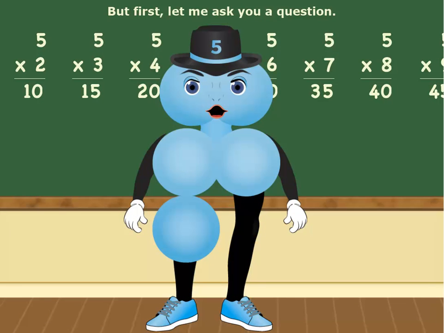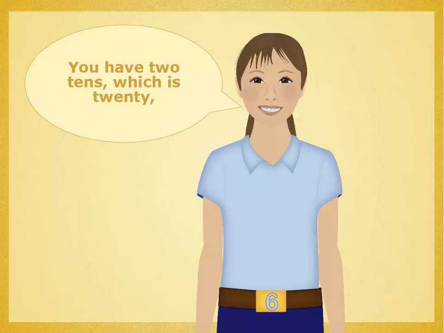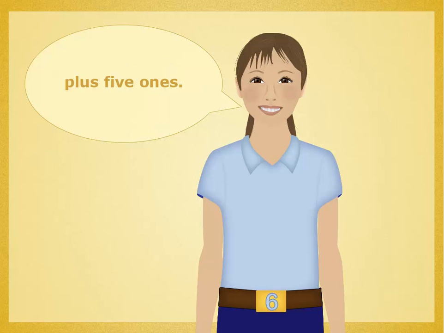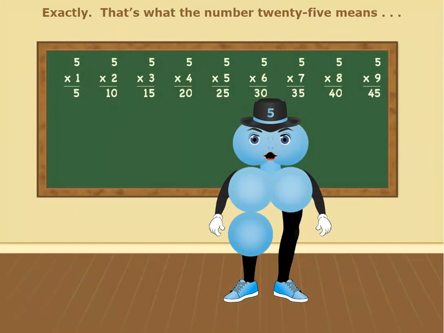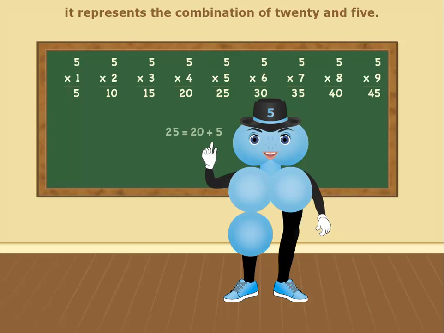But first, let me ask you a question. The number 25, if you break it apart into tens and ones, what do you have? You have 2 tens, which is 20, plus 5 ones. Exactly. That's what the number 25 means. It represents the combination of 20 and 5.